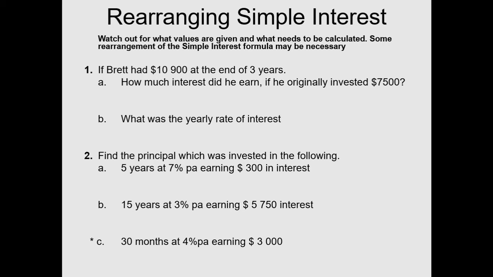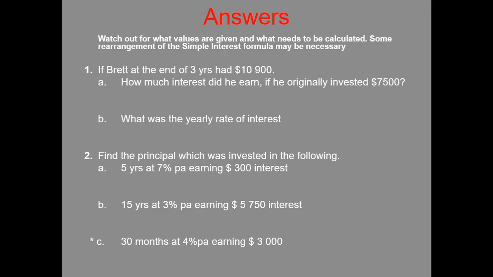Now I hope you've had a chance to hit pause. Here come your answers. For A, it was only $3,400 in interest. In B, using that amount of interest, working out the rate of interest, it's 15.1% interest. That is an insanely high rate of interest. Very, very difficult that you actually get a guaranteed investment with a simple interest of 15.1%. Read the fine print if someone offers you that.